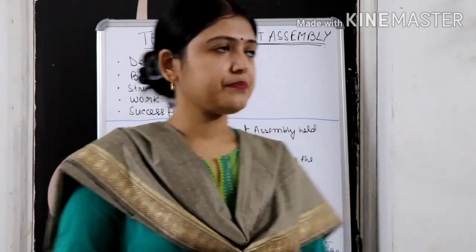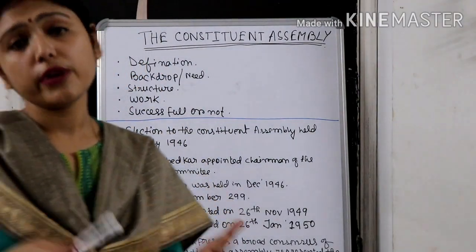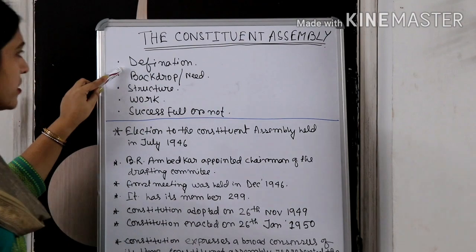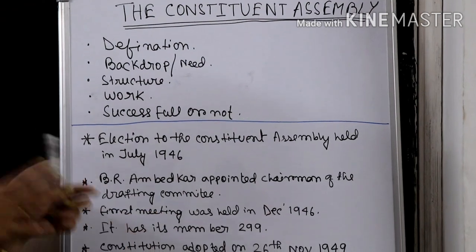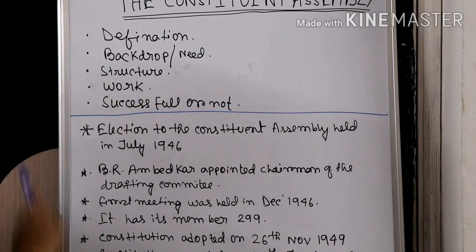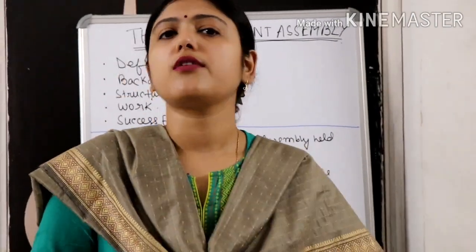So let's begin. While discussing the Constituent Assembly, we are going to cover these points: the definition of the Constituent Assembly, the backdrop or need, why the Constituent Assembly was needed in India. Next, the structure. What is the basic structure of the Constituent Assembly? And the work. What work did it do for us, and was it successful or not? So before starting, let's first discuss the definition.